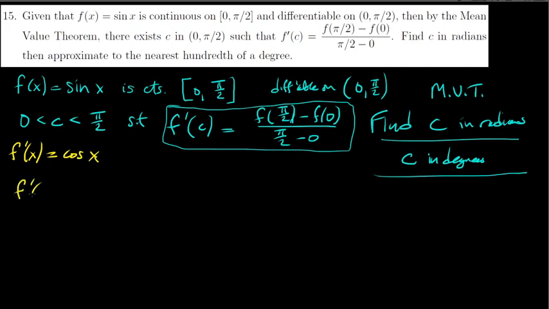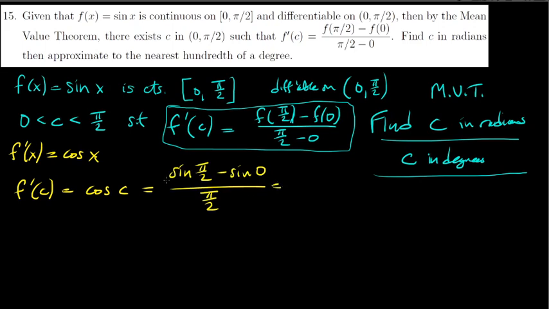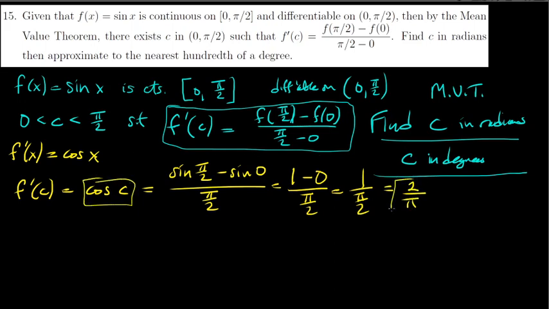And so if we plug in c instead of x, we just get the cosine of c. Now what do we get on the right? We get sine of pi over 2 minus the sine of 0 over pi over 2 minus 0, which is just pi over 2, right? And sine of pi over 2 is 1. I hope you know that. Sine of 0 is 0. Hope you know that. So this is just 1 over pi over 2, the reciprocal of pi over 2, so 2 over pi. So that has to equal that. So the cosine of c is equal to 2 over pi.